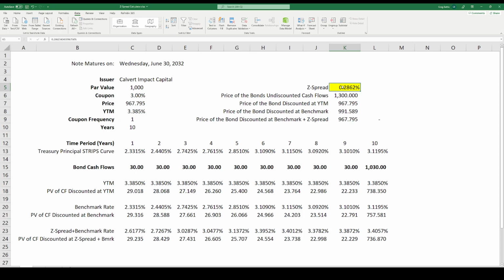And that is the amount that you need to add on to the benchmark rate in order to make the present value of the discounted cash flows at the z-spread plus the benchmark rate equal to the yield to maturity of the bond.